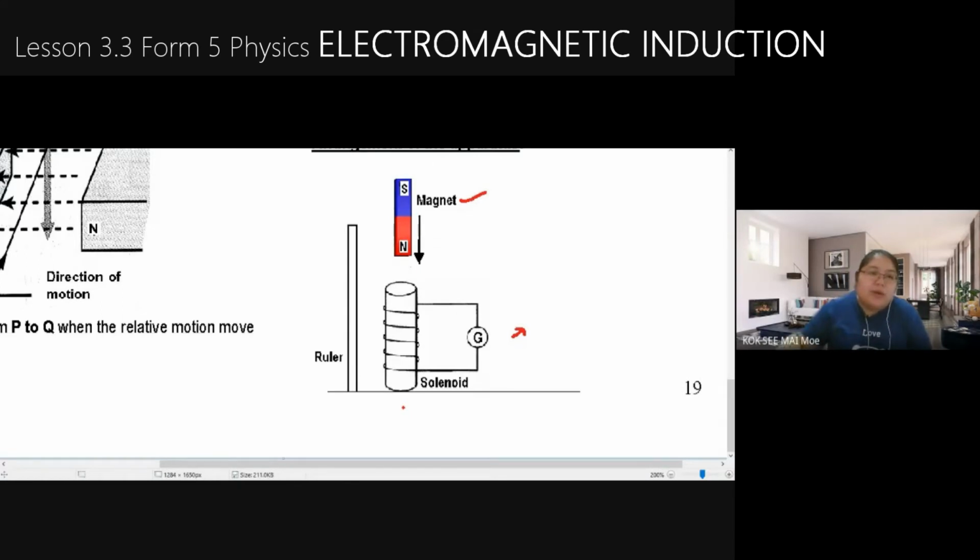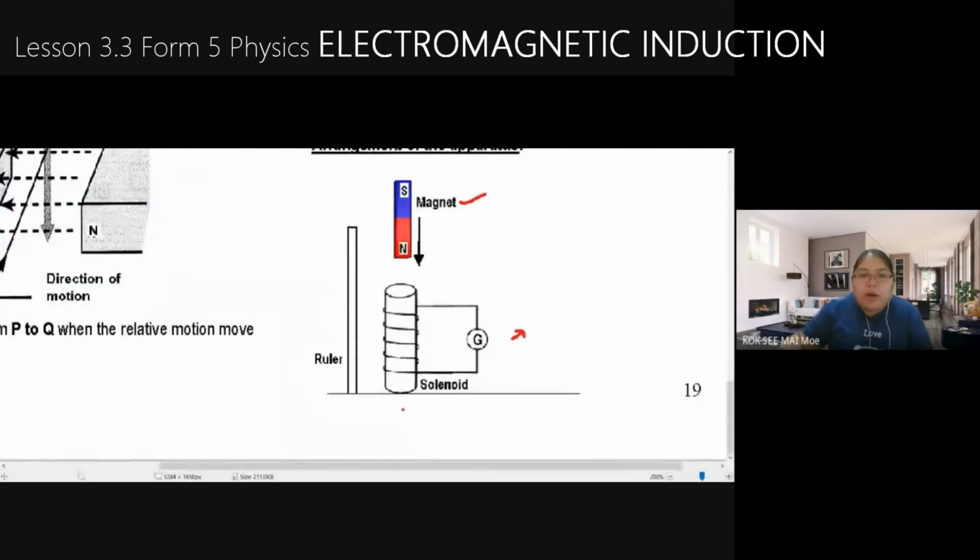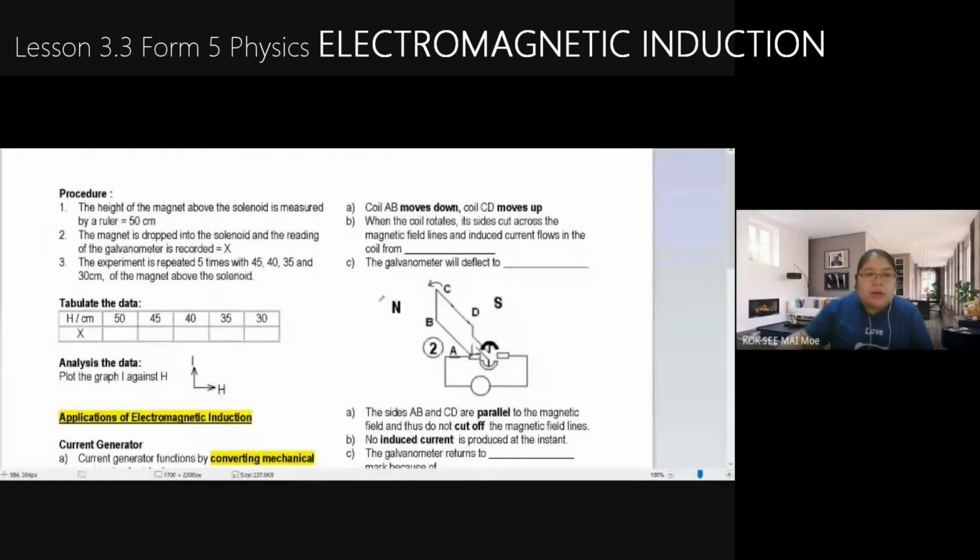Now we go to page number 3. We see how to write this report. Now the procedure. First, the height of the magnet above the solenoid, measured with a meter rule, is 50 cm. You put 50 cm, which means the highest one. After that, the magnet is dropped into the solenoid and the reading of the galvanometer is recorded as X.